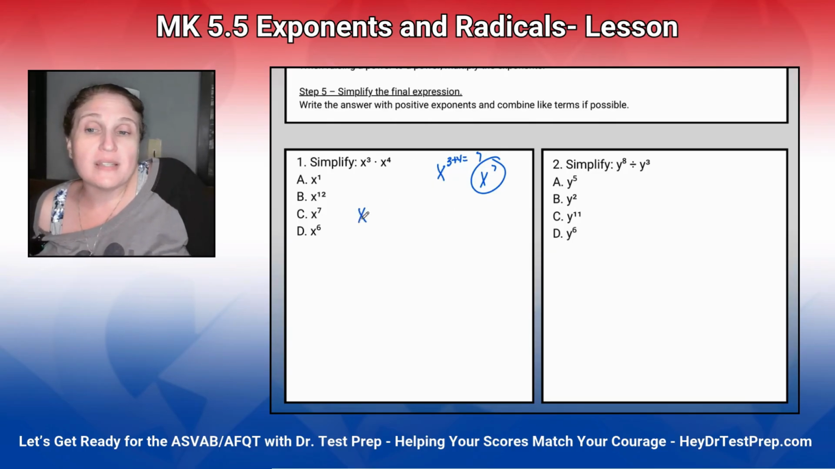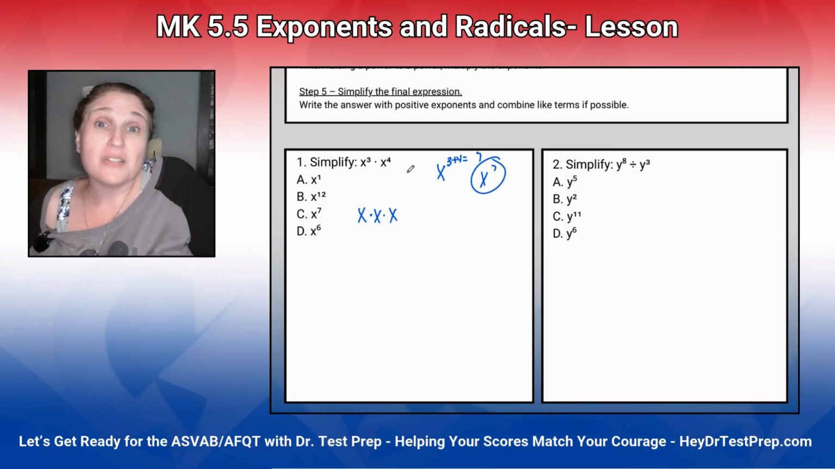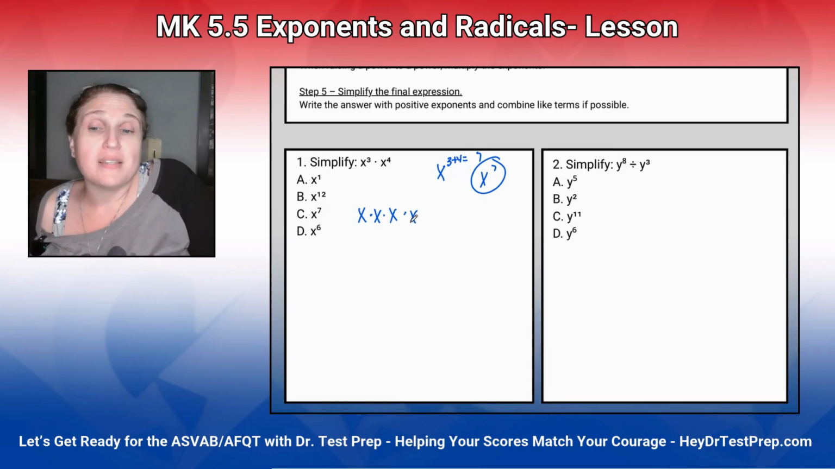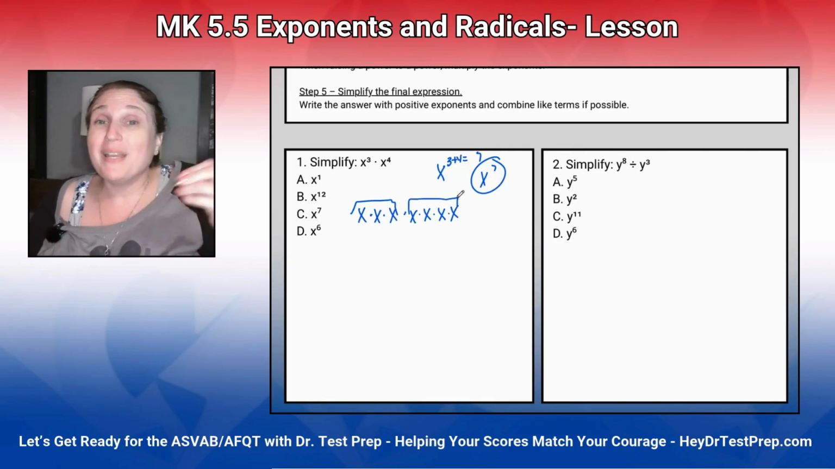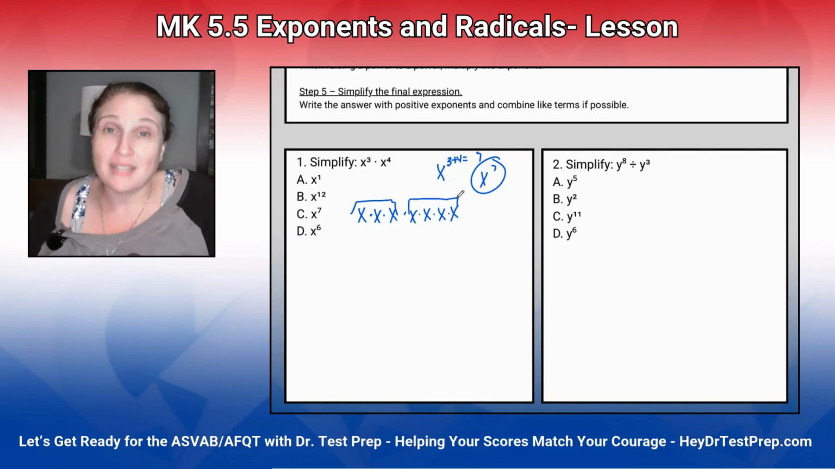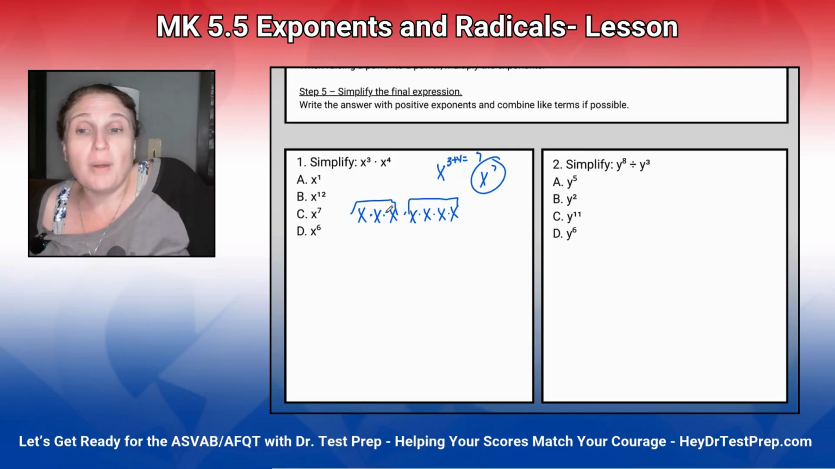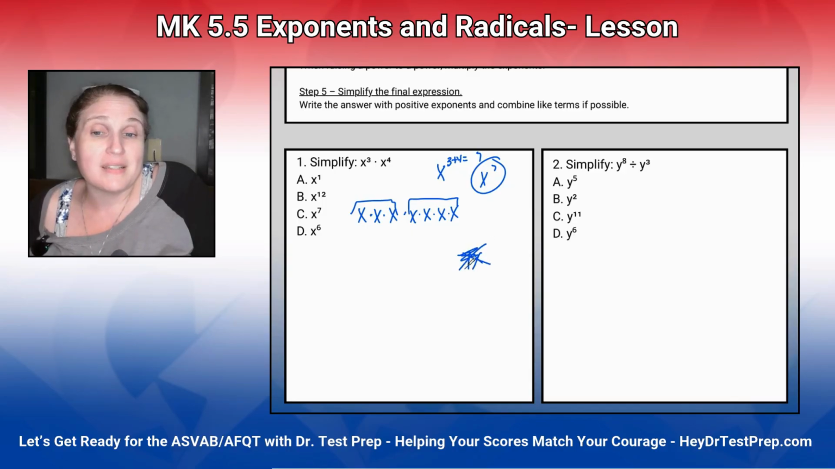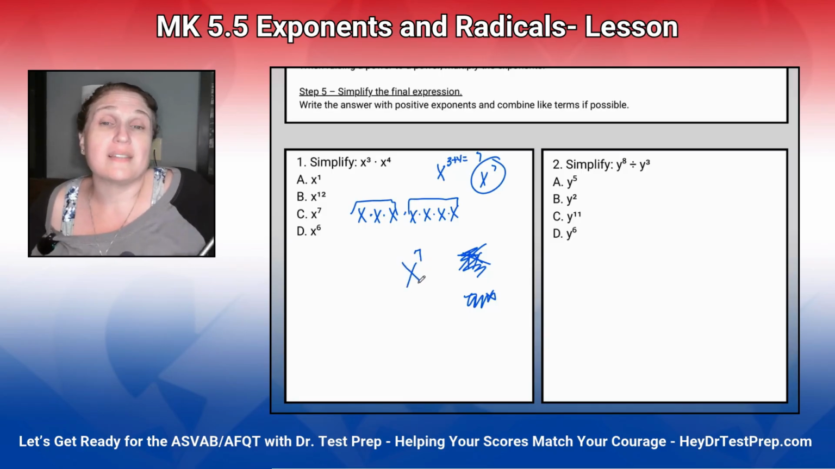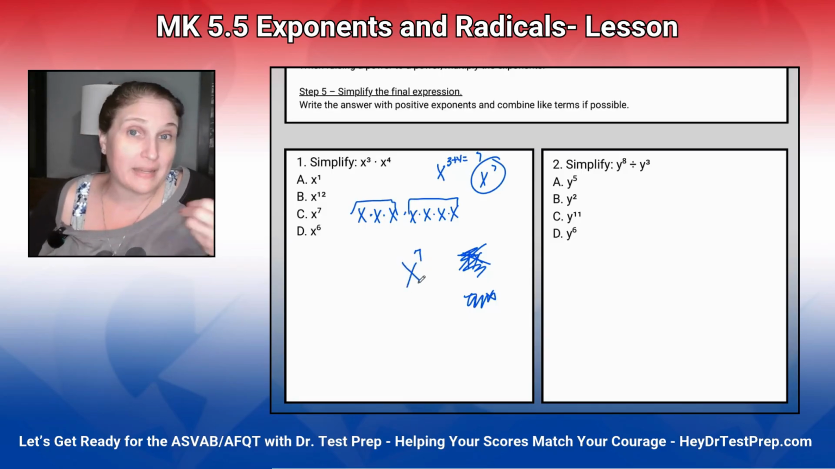X cubed is the same thing as saying x times x times x. X to the 4th is the same thing as saying x times x times x times x. X cubed, x to the 4th. How many x's are there altogether? 7. But we're multiplying them by itself. So that's why it's not 7x. That would be 7 times x. This is, we have 7 x's, so that's why it's x to the 7th, because we multiply x by itself 7 times.